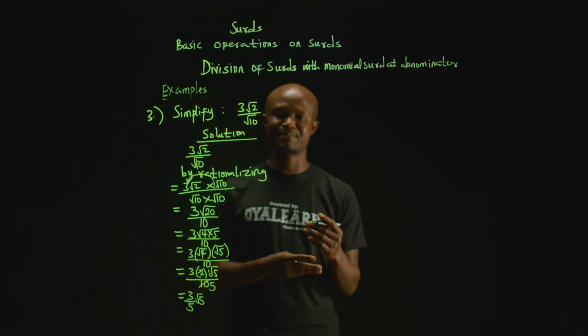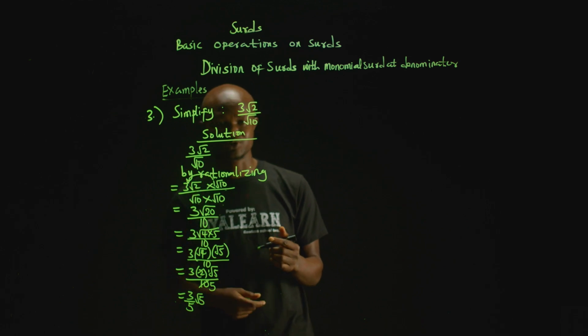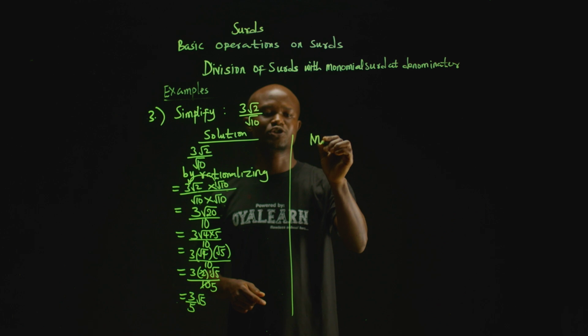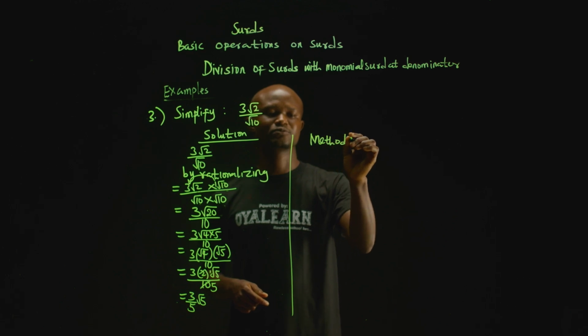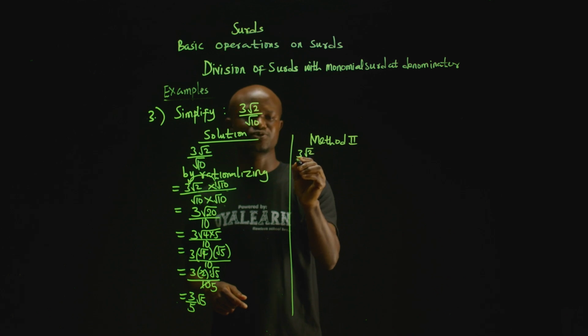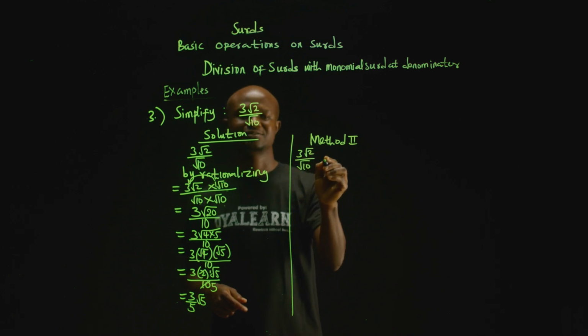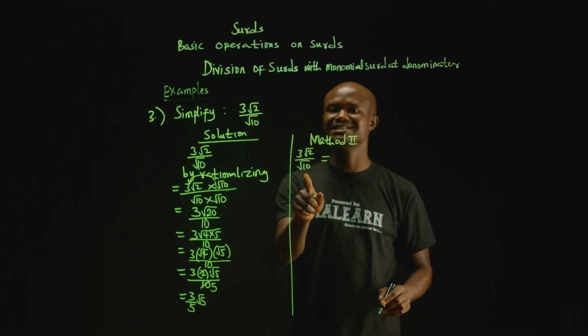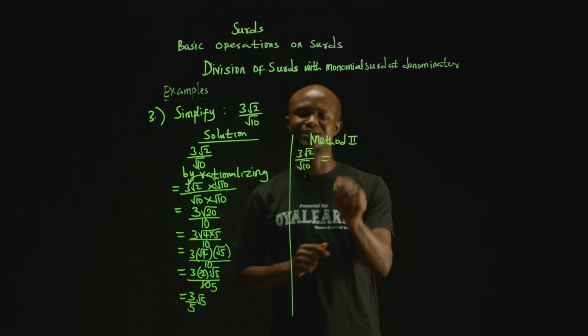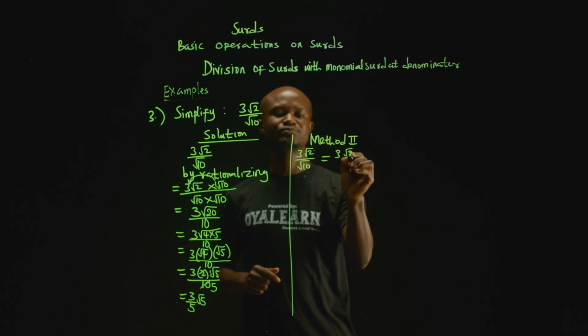But we have another method, an approach to solve this also. Let me show you. Now, method 2. We have 3 root 2 divided by root 10. We can first split the denominator because root 2 is a factor of root 10. What do I mean? 3 root 2.